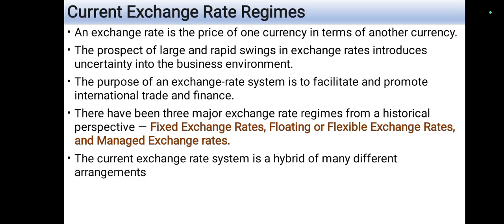There have been three major exchange rate regimes from the historical perspective: the fixed exchange rate, the floating or flexible exchange rate, and the managed exchange rate. The fixed exchange rate is fixed for every country. Floating or flexible means that different countries follow a volatile or floating exchange rate. Then the managed exchange rate is a hybrid of the fixed exchange rate and the floating exchange rate. This is how the current exchange rate regime is followed in the international environment.